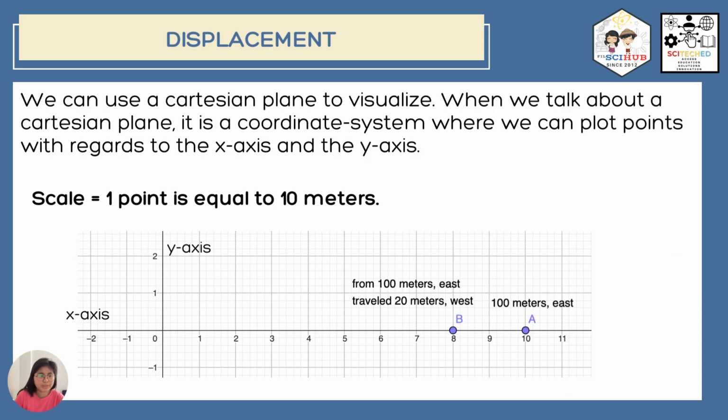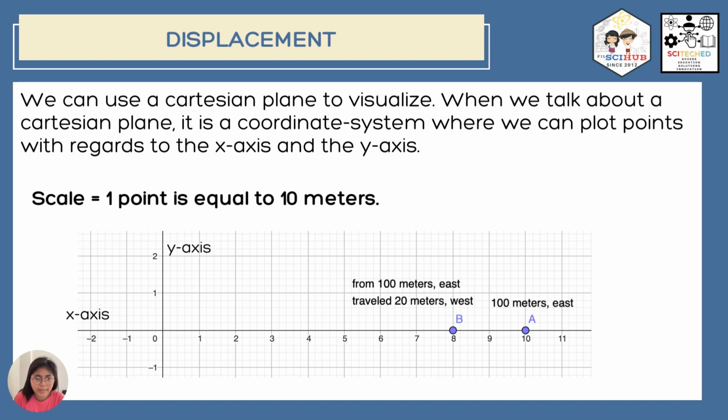We can also use the Cartesian plane to visualize this. So when we talk about a Cartesian plane, it is a coordinate system where we can plot points with regard to the x-axis and y-axis. So in this scale, 1 point is equal to 10 meters. So this is 10, 20, 30, and so on and so forth. So for the first destination of the bus, it traveled 100 meters east. Then that's the point A.